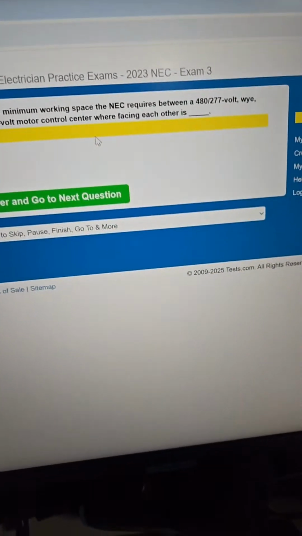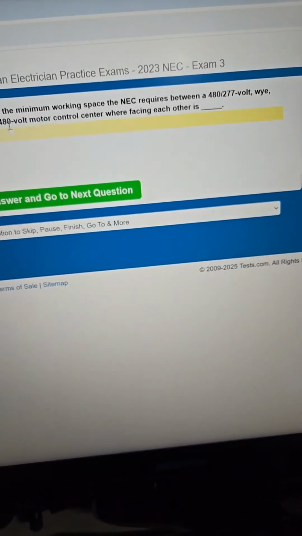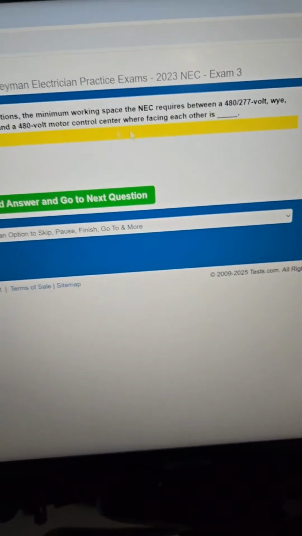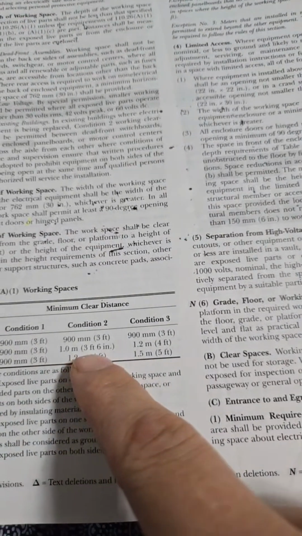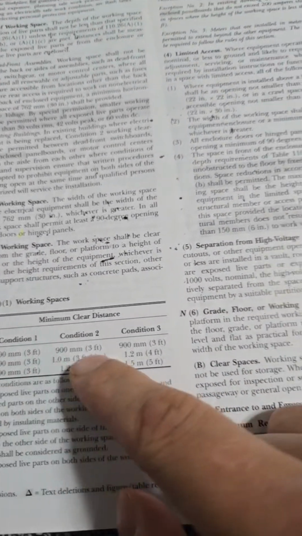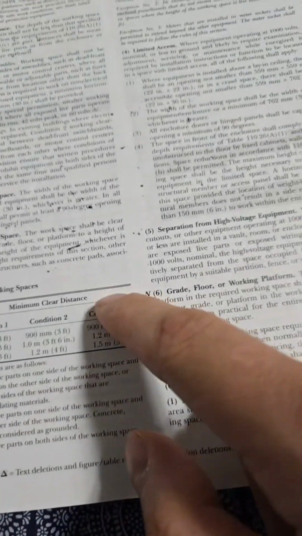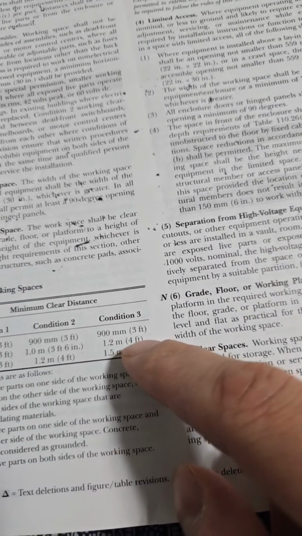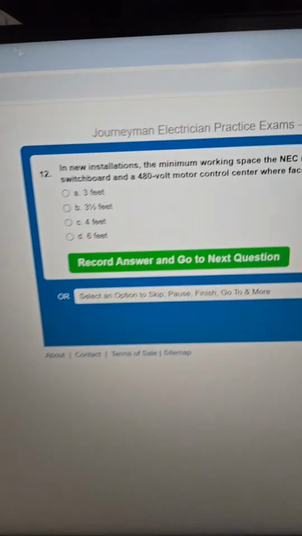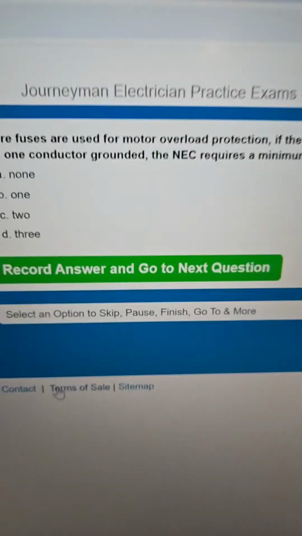New installations, minimum working space, 480, 277, 480 motor control center when facing each other. Okay, so this is condition 3, whatever it is, 110.26. You guys better get familiar with all these charts here. 0 to 600, condition 3, exposed live parts on both sides. Condition 3, 4 feet. 4 feet. We're using the code book. We're cheating.